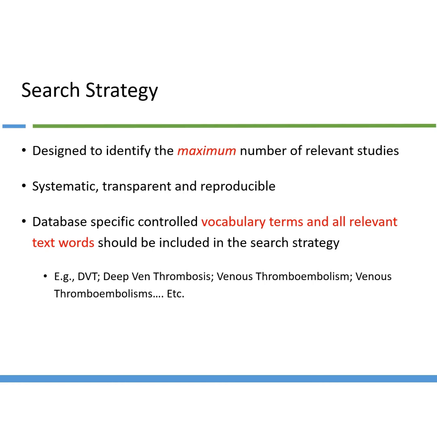I should get the same numbers you had. Data-specific controlled vocabulary terms and all relevant text words should be included in the search strategy. For example, DVT, deep vein thrombosis, venous thromboembolism, and so on.